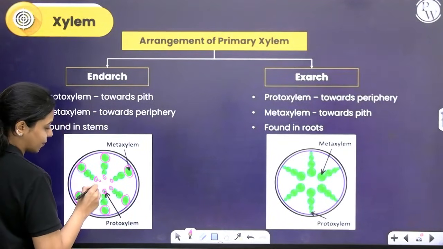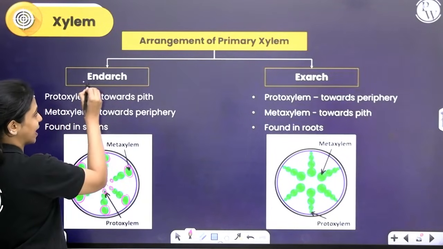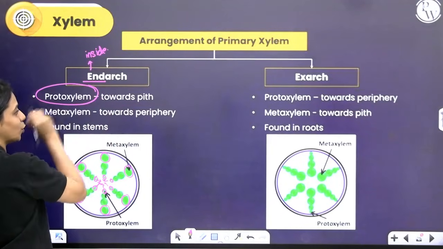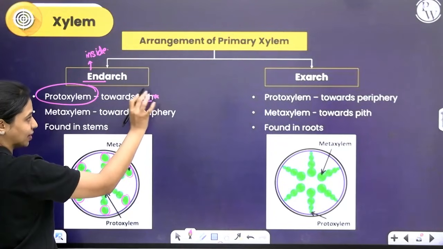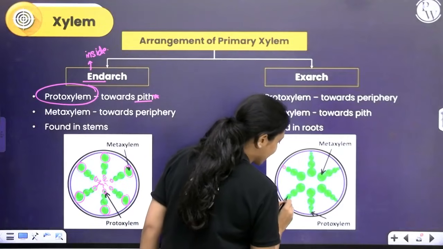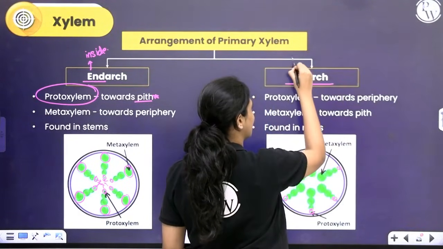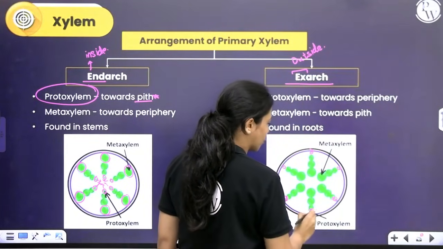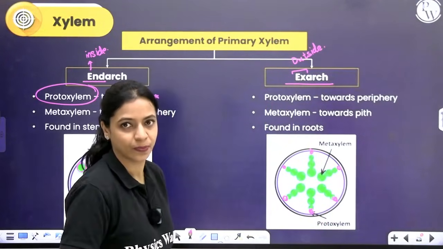If protoxylem is facing the center, then we call such a type of xylem arrangement endarch. Endo means inside. Overall, we are considering here the position of protoxylem. If protoxylem is towards the center, which we call the pith, more about this we'll learn later, you call it endarch. If it is present away from the center towards the periphery, then we call it exarch. Exo means outside. This classification depends solely on the position of protoxylem, which is the smaller xylem vessels that are first formed.